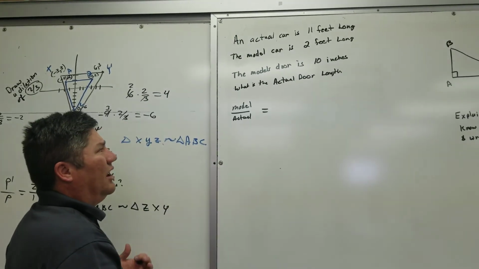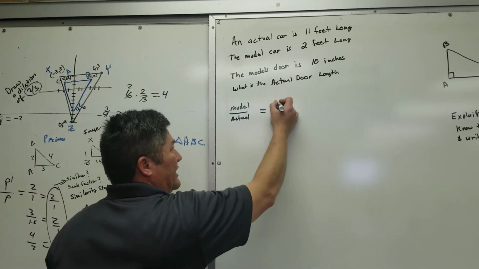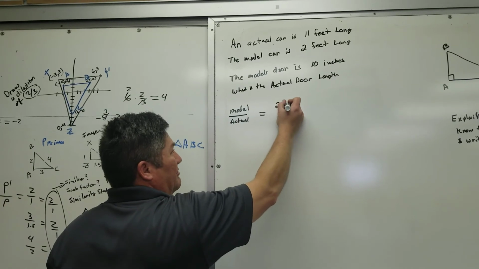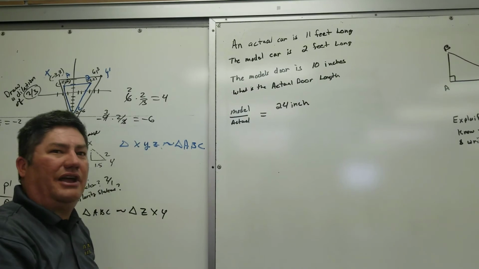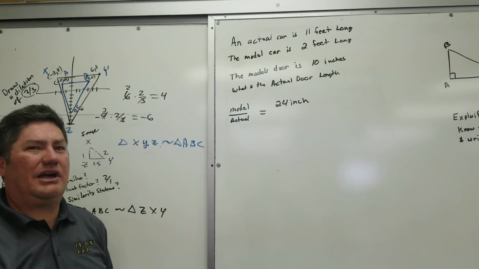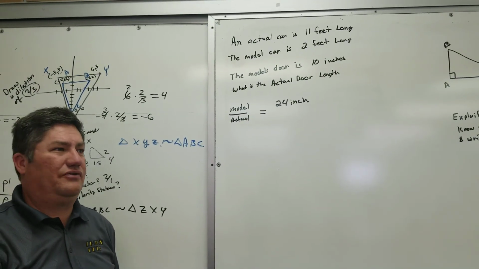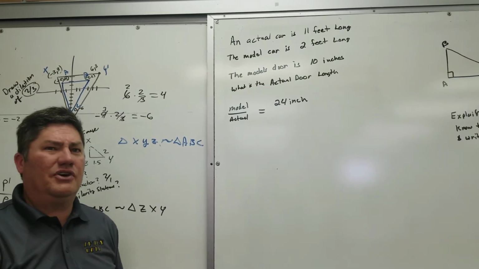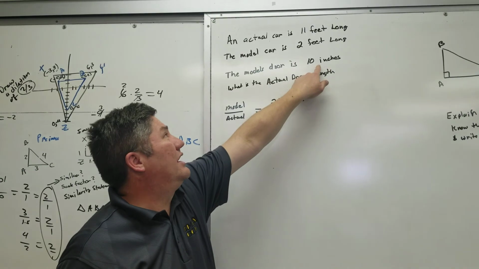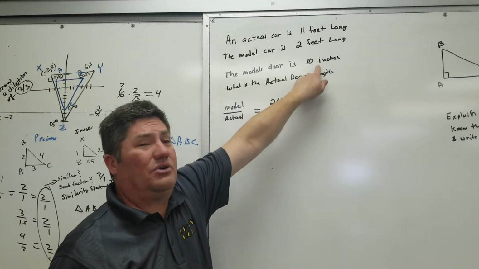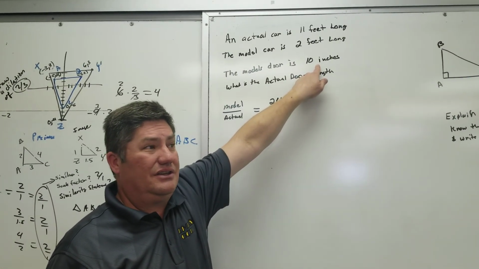So the model car length is 2 feet. I'm going to do something here. You tell me why I did it. What did I write? 24 inches. How did I get that out of 2 feet? Well, 2 feet is 24 inches. How come I'm converting everything to inches? Well, I noticed in the problem that the model door is being measured in inches, not feet.